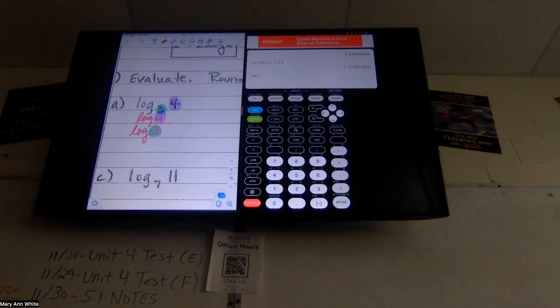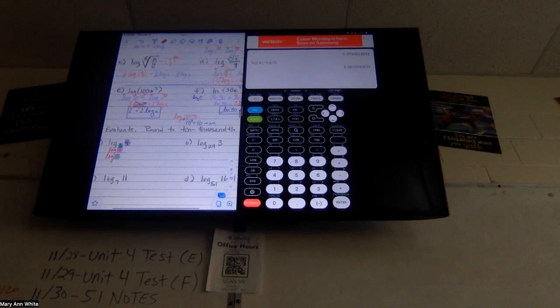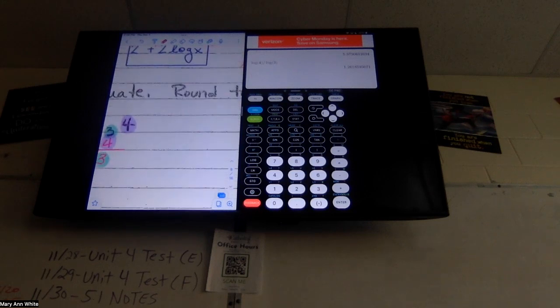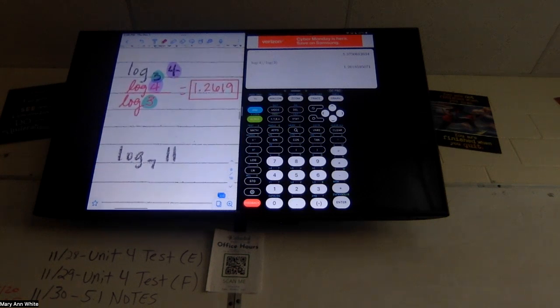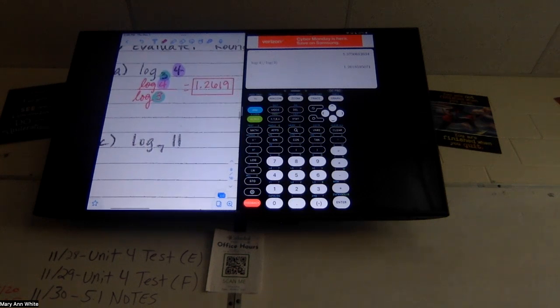So the one way that I can do this in the calculator, log base 3 of 4 becomes log of 4 divided by log of 3. So I'm going to say log of 4 in parentheses divided by log of 3 in parentheses. And I get 1 point. It says round to the 10,000th, which is 4 places. So I'm going to go 1.2619. That's not too crazy, is it?